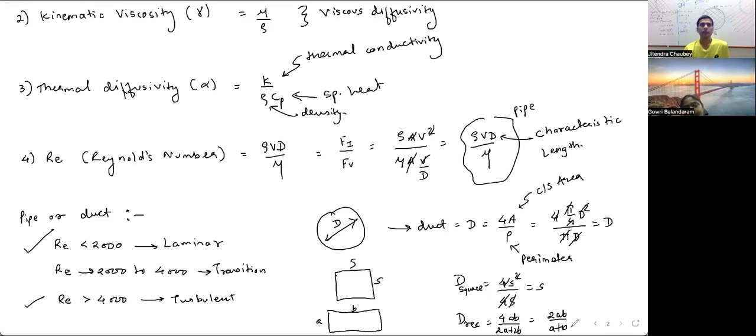See, these are numbers for a fluid flowing inside a pipe. But if the fluid flows over a surface, this diameter is replaced by L. Instead of D, there is L, which is called characteristic length.